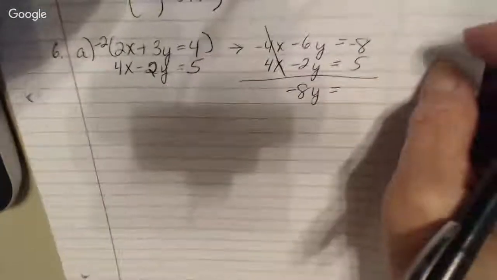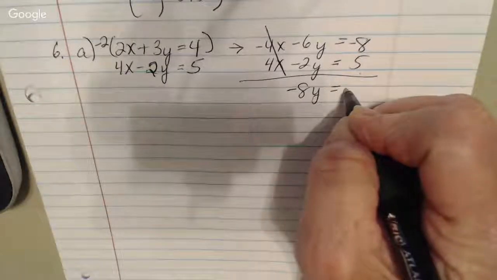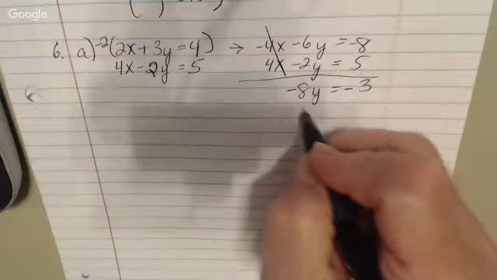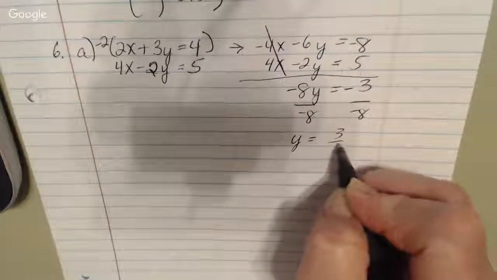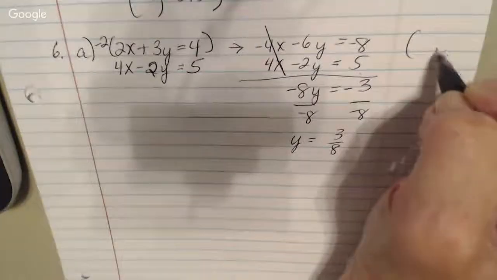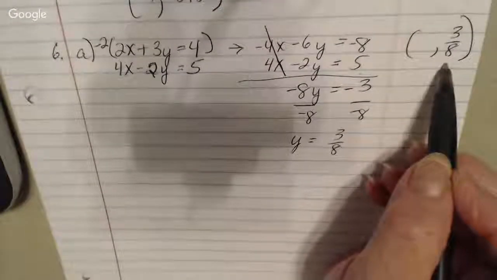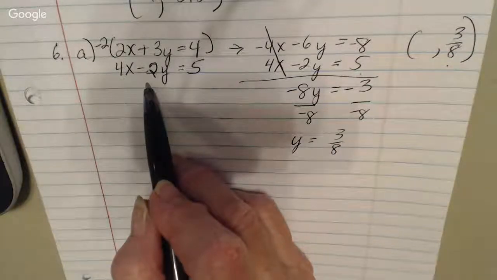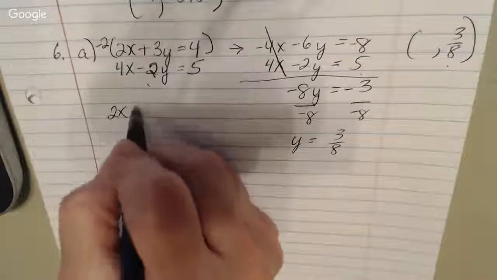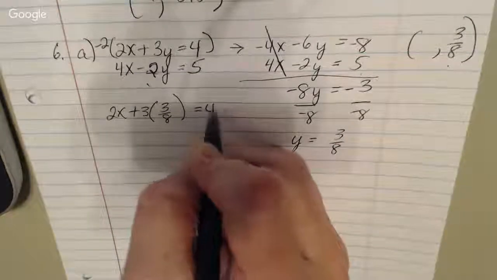Off the screen here. Let's move this over. Okay, so you can see it. And -8 plus 5 is a -3. And so when I divide by -8, my y becomes 3/8. So I've got the first part of my ordered pair, that is the solution. And I have to take that and put it back into one of these equations for y. And I chose to just use the first equation. So I had 2x plus 3 times 3/8 equals 4. And I'm going to solve.